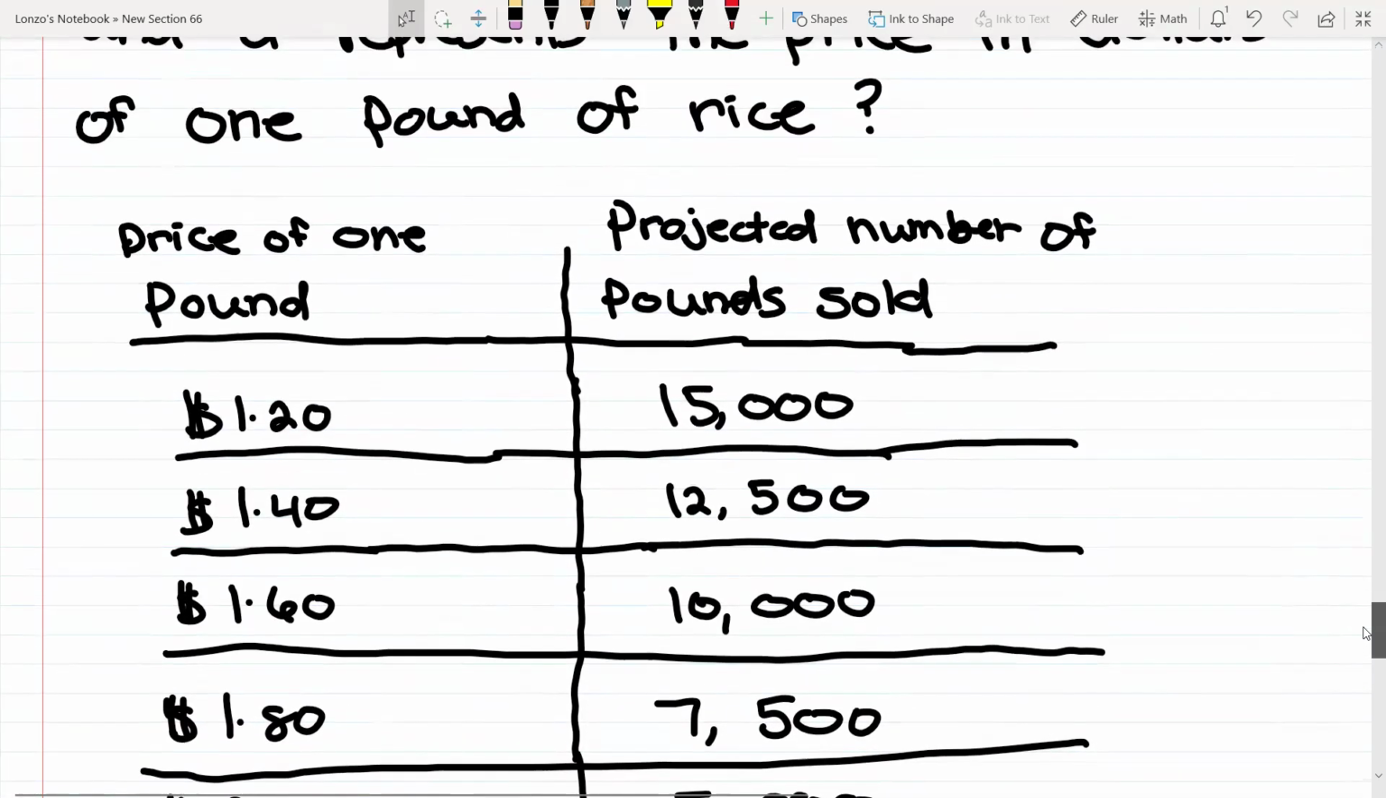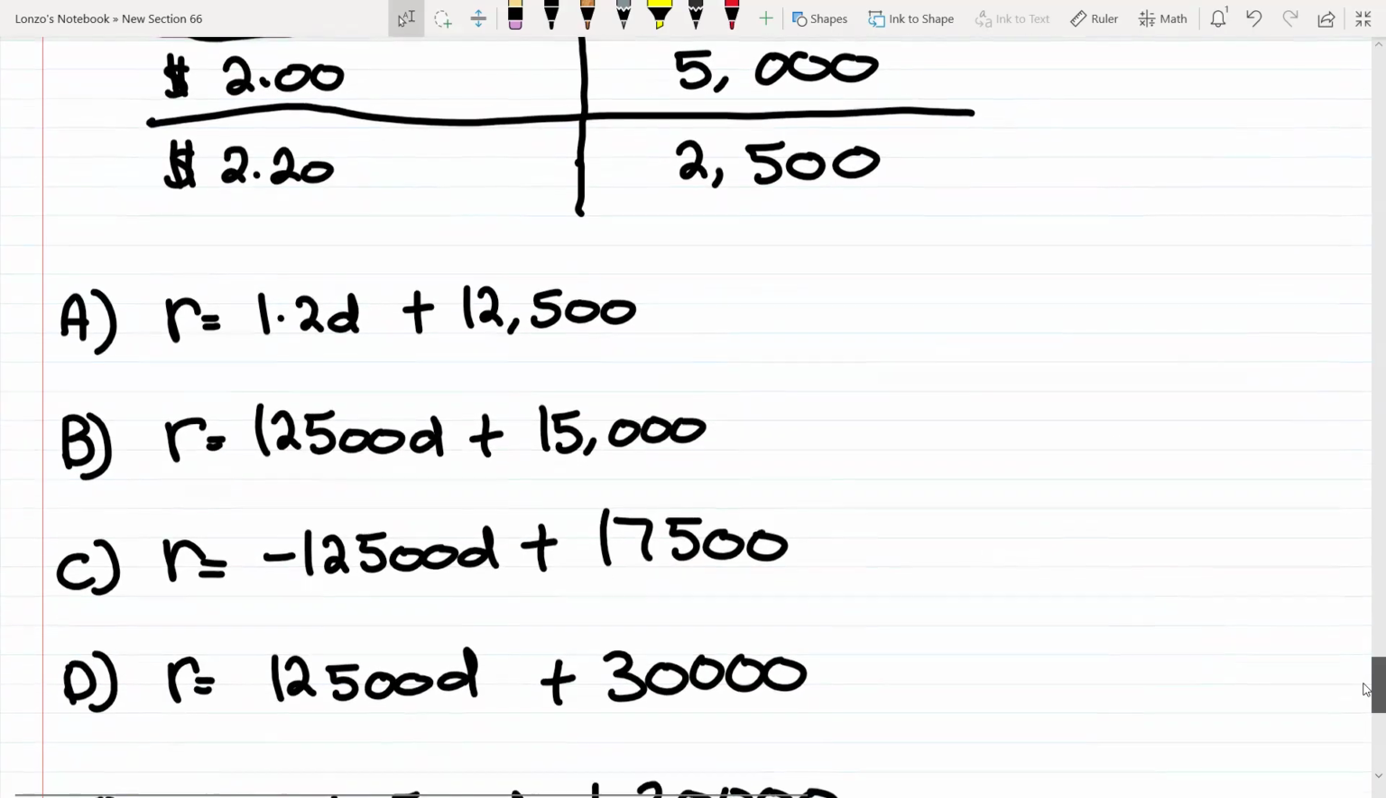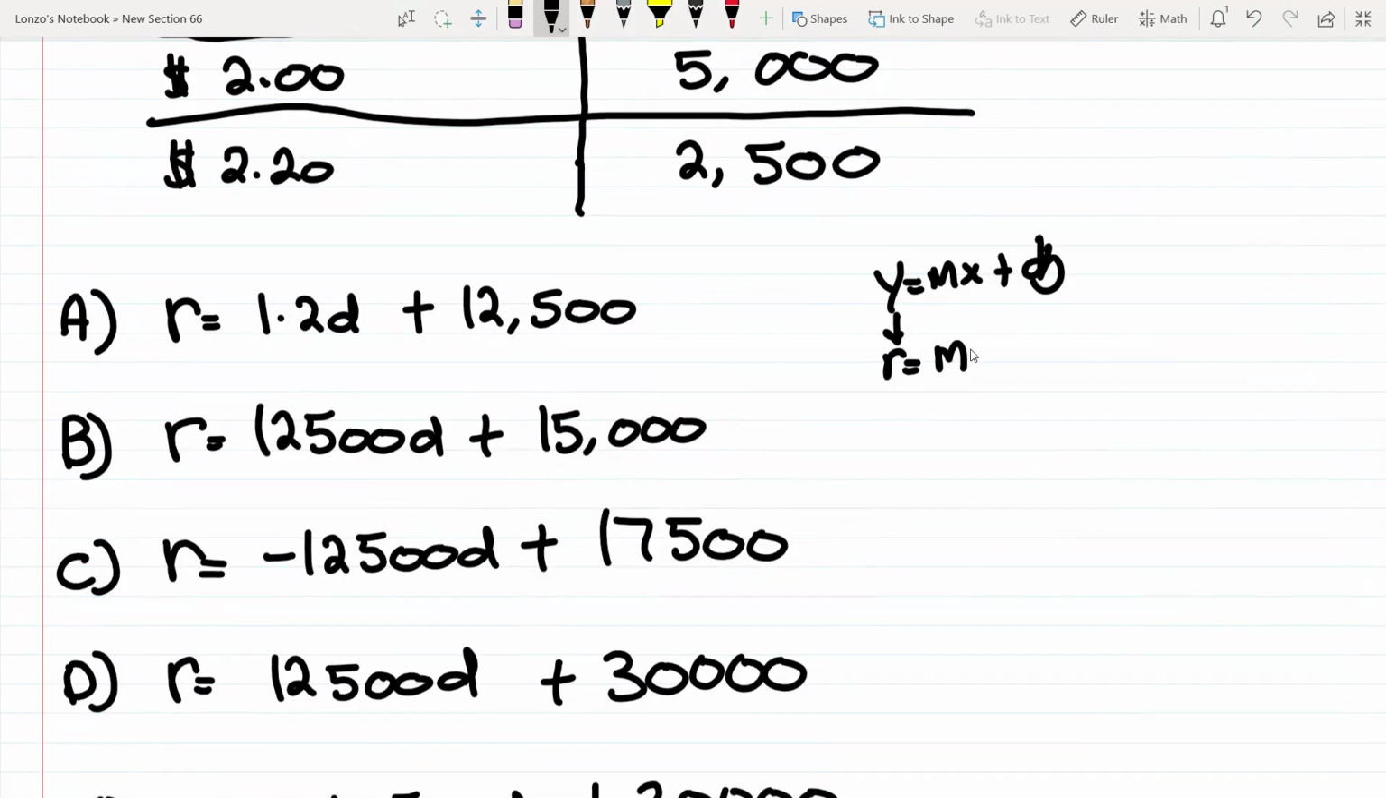So the price per pound, you could think of this as your x coordinate, and then the number of pounds sold is like the y coordinate. Then we have to figure out the correct choice. This is related to a linear line, and instead of y they use R, and instead of x they use D. You're so used to seeing y equals mx plus b. That's the same thing, it's just that the y is now R, and my x is D, plus b.